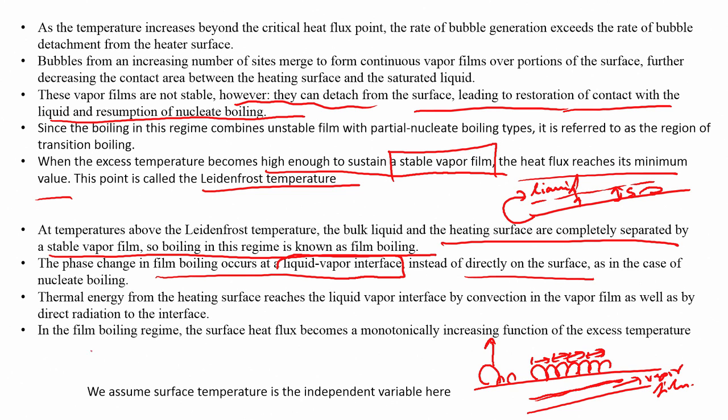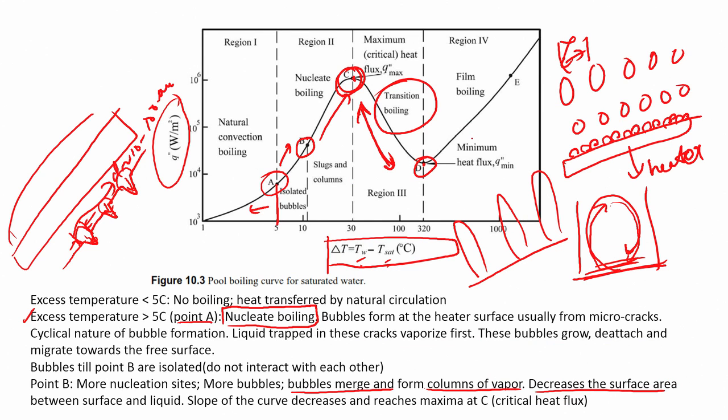Now, in the film boiling regime, the heat flux becomes a monotonically increasing function of the excess temperature. So, in this regime the heat flux goes up like that. The heat first goes to the vapor film, the vapor film gets heated, and it transfers the heat to the liquid either through interfacial processes or through radiation. That is how the heat transfer is done, and this is called regime 4, which is called film boiling.